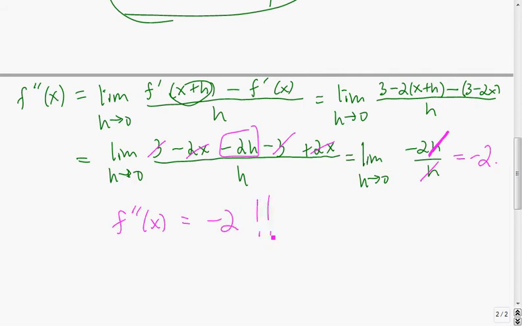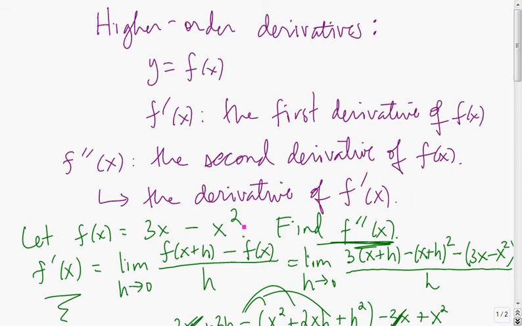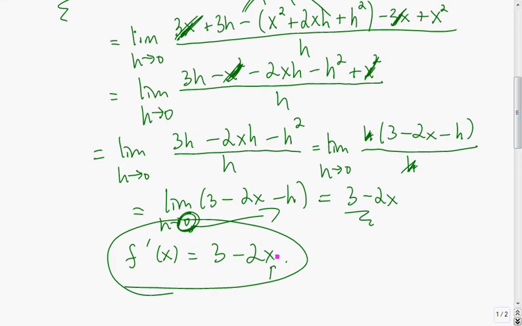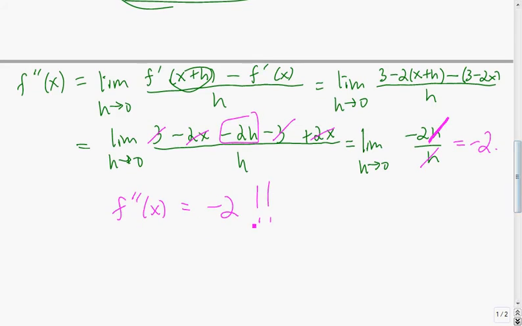So here we have our original function. f of x is equal to 3x minus x squared. We found that the first derivative is 3 minus 2x, and the second derivative is negative 2.